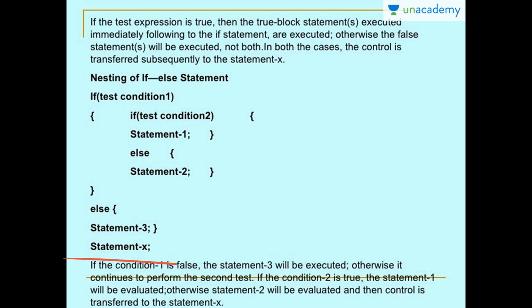Now you can see, if condition 1 is false, statement 3 will be executed. As I told you, if this is false, this is executed. But if this is true, then in its scope it will first check this condition. If it is true, it will print this, else it will print this.